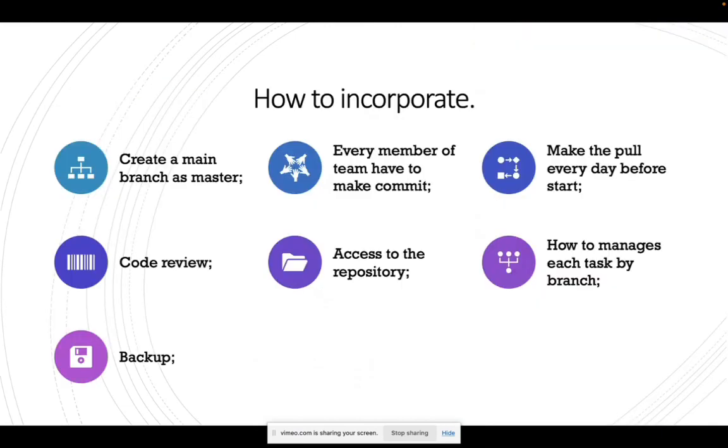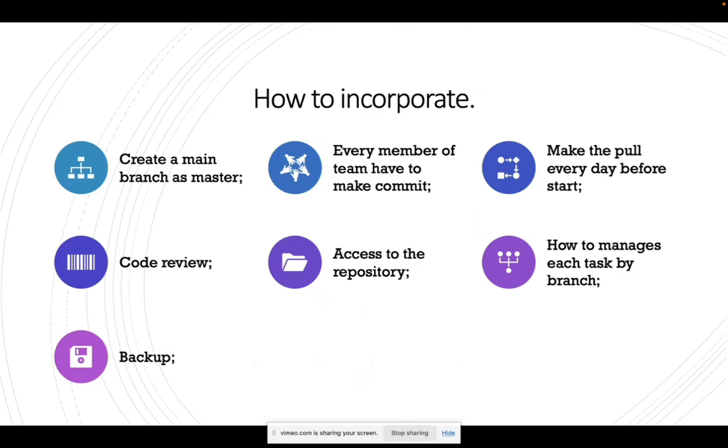So how to incorporate: I'm going to explain step by step, and the rules we have to identify for how to use the open source. Create a main branch like a master. This branch has to be kept clean and always ready for production. When members of the team have to fix a bug, they have to create a new branch from the master to fix it. When a member of the team is working on some functionality, the developer has to create a separate branch for it.